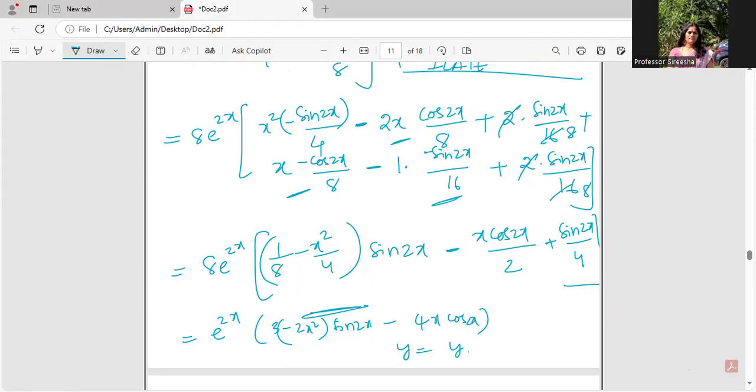General solution is yc plus yp. Make sure you write the complete answer. Otherwise, you will be losing marks. YC and YP together, you should write. That's it.